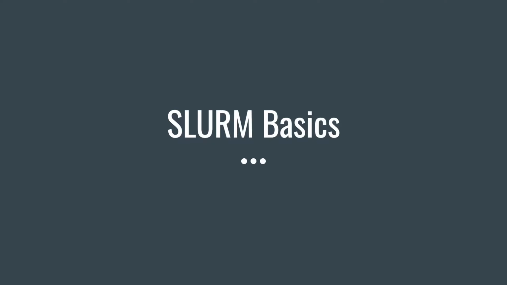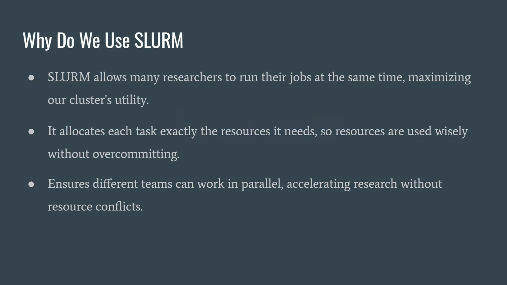So starting right off the bat, why do we use SLURM? Why is it important? And what actually is SLURM? When we look at Ravana, Ravana is actually a cluster of different nodes. So it has a collection of different CPUs, GPUs, memory. And in order to use these resources to run different jobs and tasks, we use SLURM to allocate those resources to different researchers.